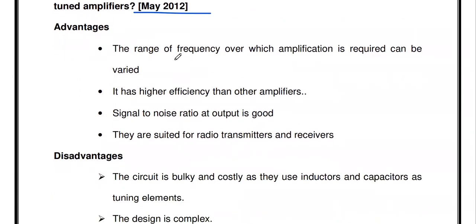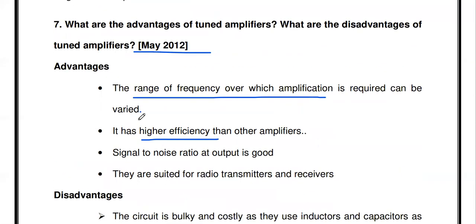So the advantages: this tuned amplifier is used to amplify some selected range of frequency. The range of frequency over which the amplification is required can be varied. By changing either the inductor value or the capacitor value used in the tuned circuit, we can vary the range of frequency over which the amplification is required. The next one, it has a higher efficiency than other amplifiers. When compared to other amplifiers, the tuned amplifier has the higher efficiency.